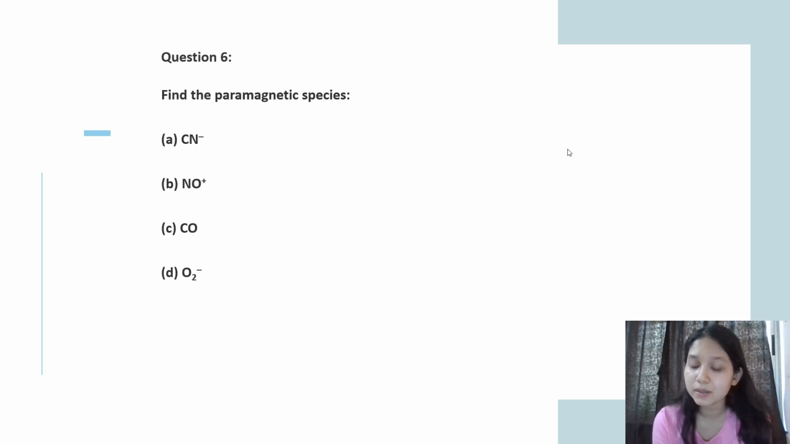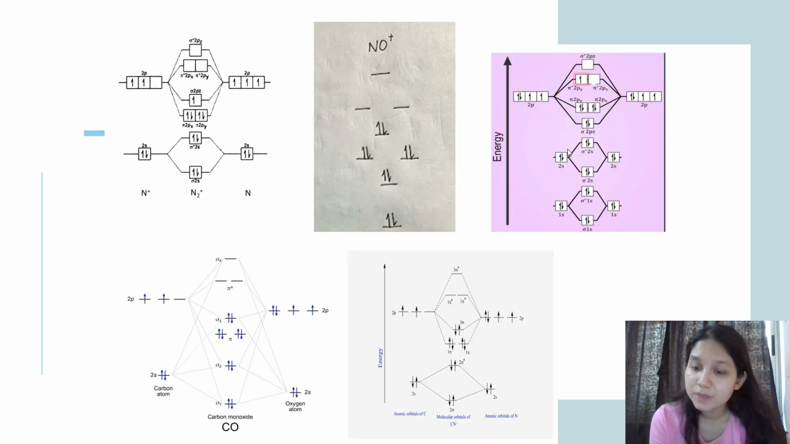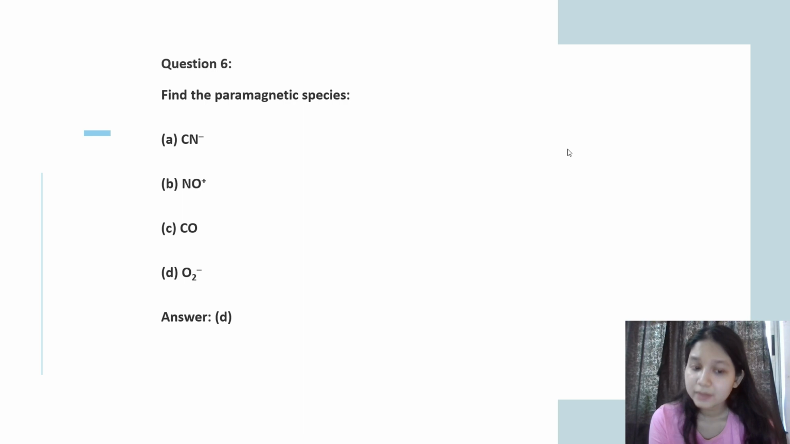Then we found out the paramagnetic species among CN minus, NO, carbon monoxide, and O2 minus. By looking at the molecular orbital diagrams of these four species, we found out that O2 minus, which contained 17 electrons, was paramagnetic among these four.